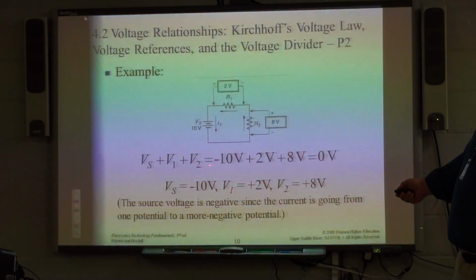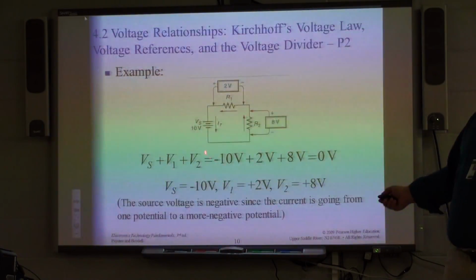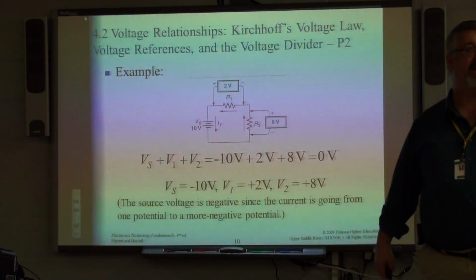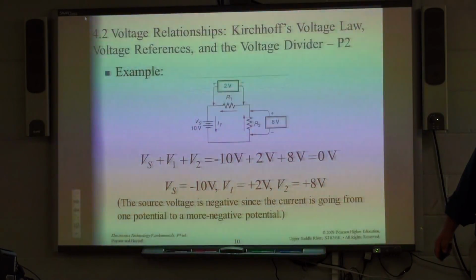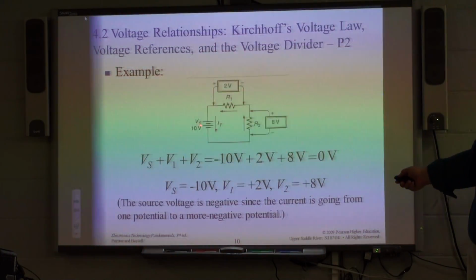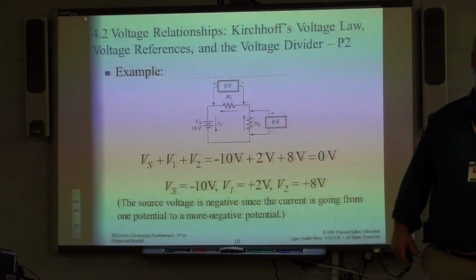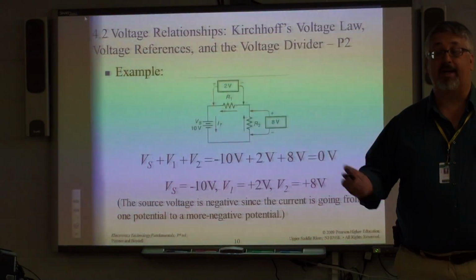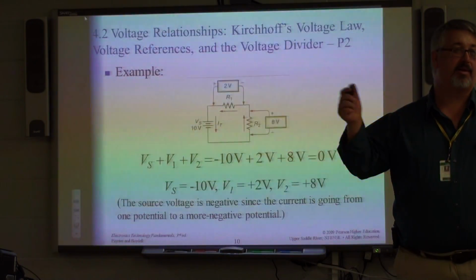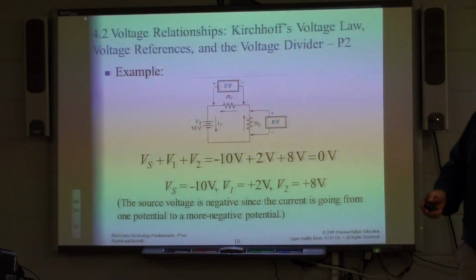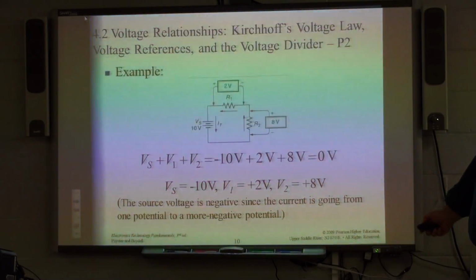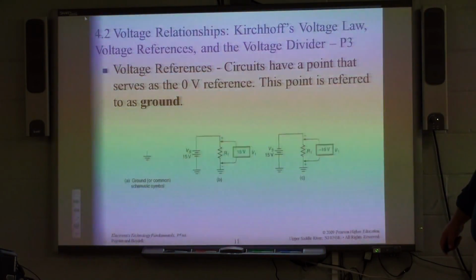And the way he says it is, we'll make some of them positive and we'll make some of them negative, and they'll have to add up to 0. All he's saying is if our source is positive and these guys are negative, positive 10 plus negative 8 plus negative 2, or negative 10 plus positive 8 plus positive 2 equals 0. So again, it's just a different way of saying the sum of our drops across the resistors is going to equal source voltage.